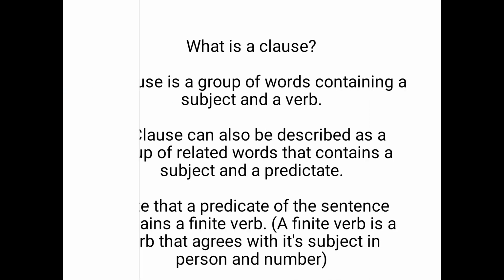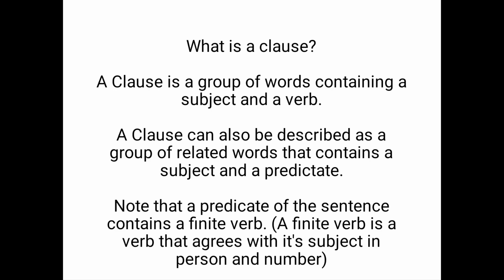Okay, now let's look at clauses. What is a clause? A clause is a group of words that contains a subject and a verb.